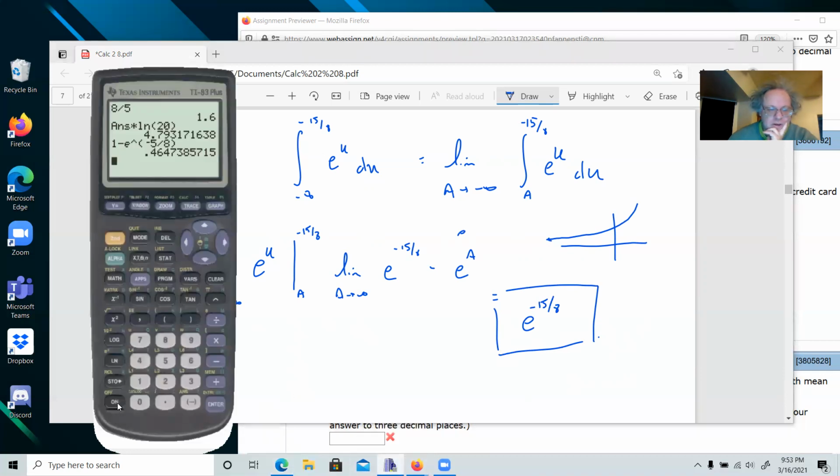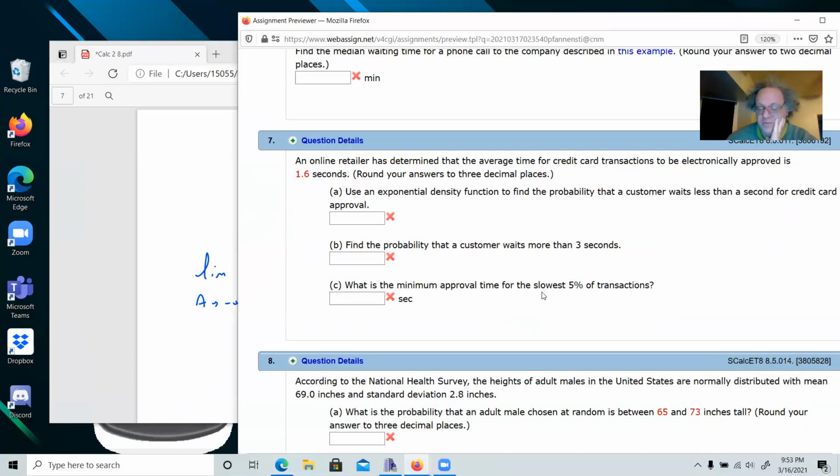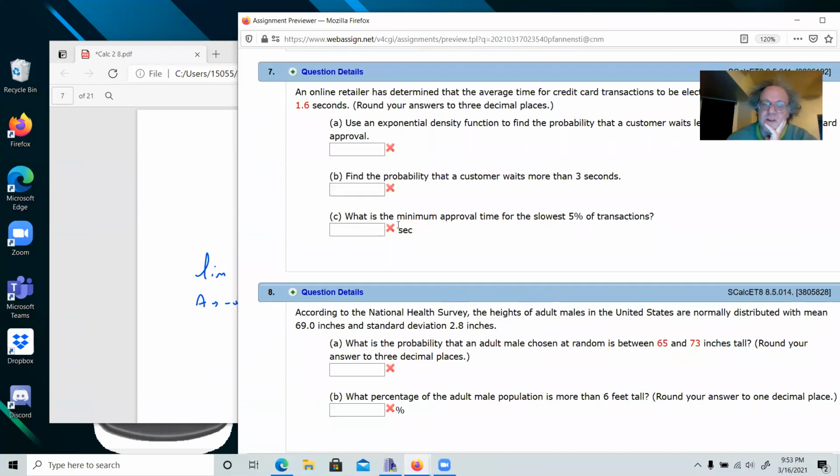On the calculator, we have second function e to the negative 15/8. So 0.156, right? So people that are waiting longer than 3 seconds, about 16%. Okay, 0.16. Which means 84% wait that long or less.